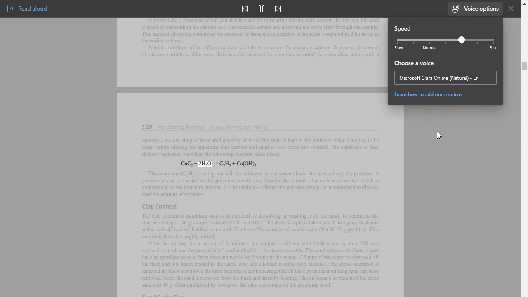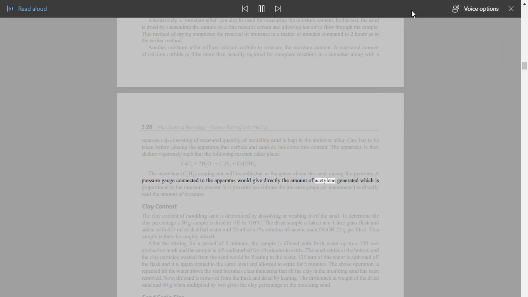CaC2 plus 2H2O gives C2H2 and CaO2. The acetylene, C2H2, coming out will be collected in the space above the sand, raising the pressure. A pressure gauge connected to the apparatus would give directly the amount of acetylene generated, which is proportional to the moisture present. It is possible to calibrate the pressure gauge, or manometer, to directly read the amount of moisture.